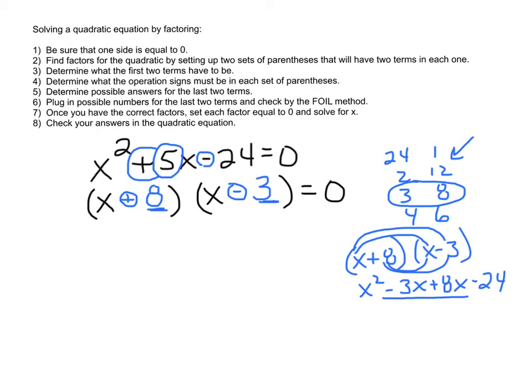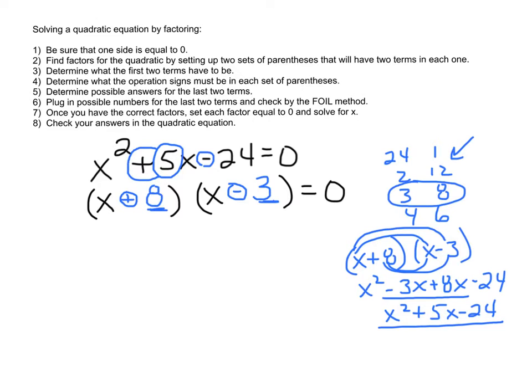And certainly when I go through and combine the negative 3x plus 8x, I do get 5x. So it does work. If I do the FOIL method, I do get my quadratic expression, or that part of the equation, x squared plus 5x subtract 24.